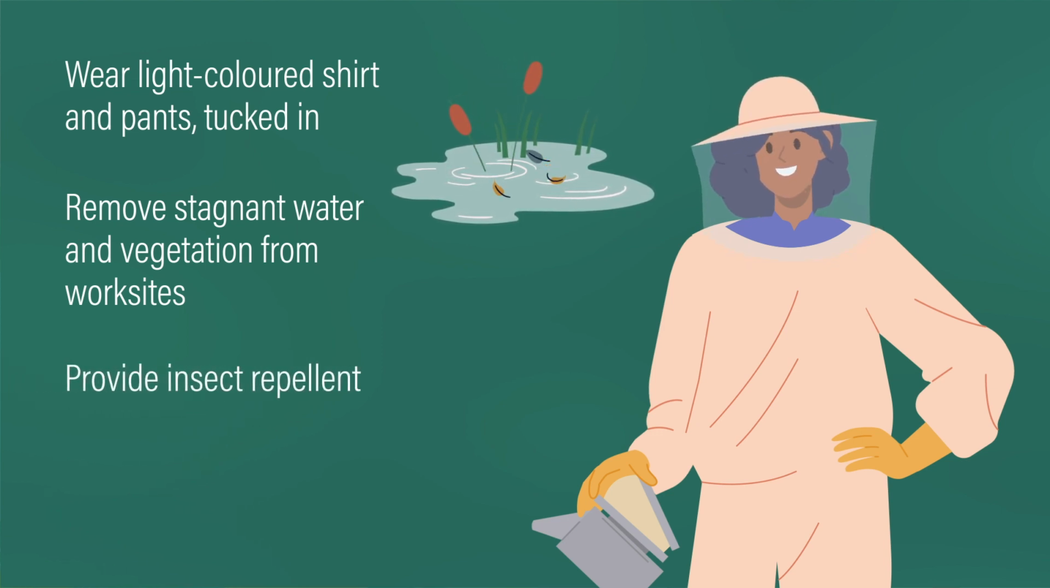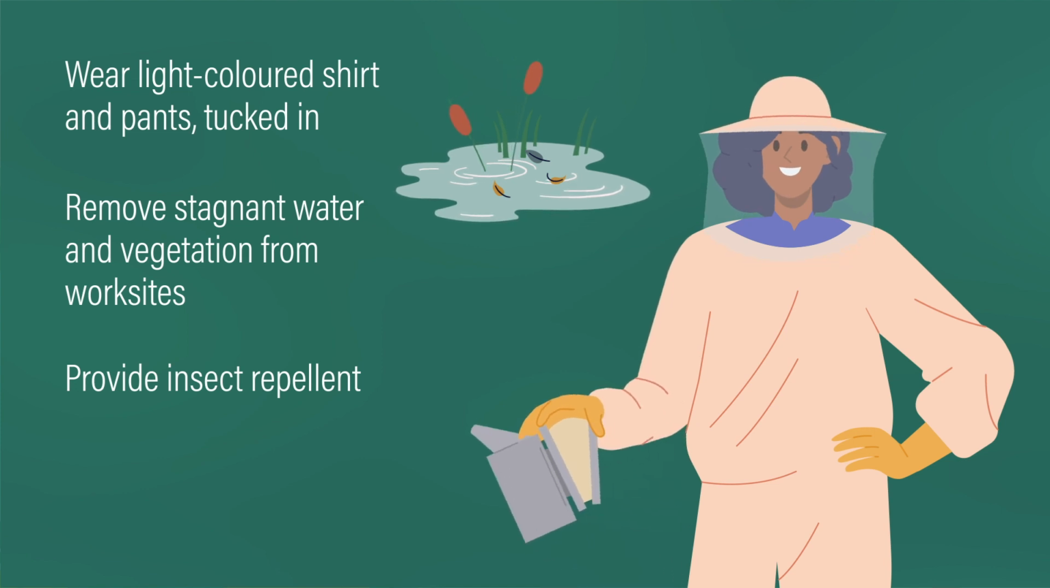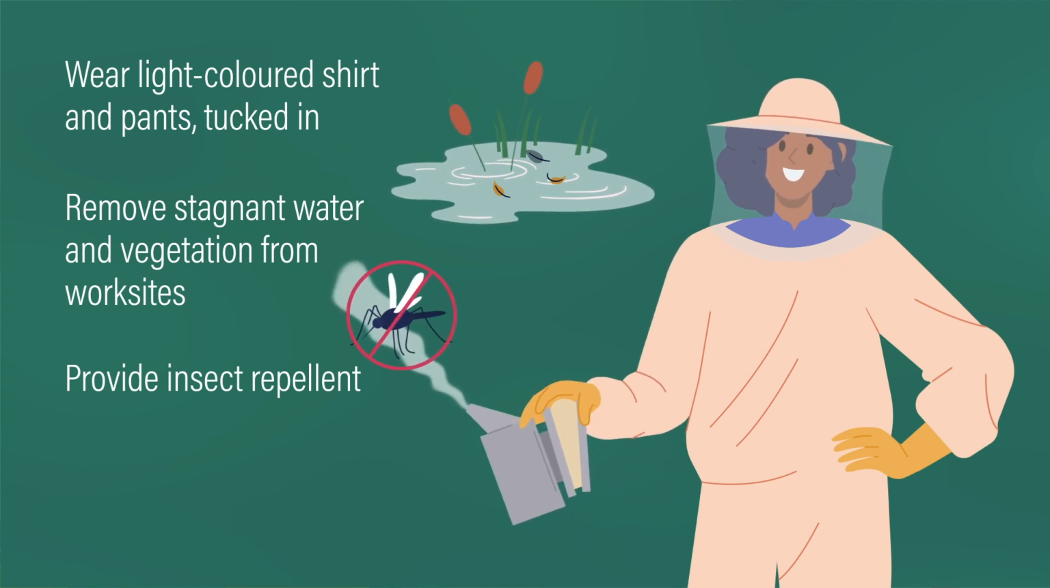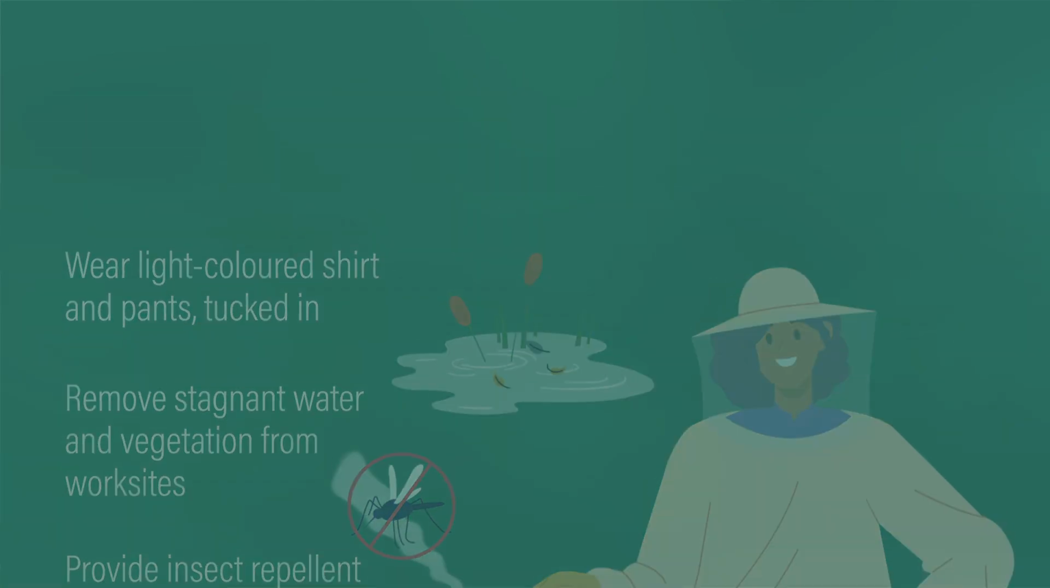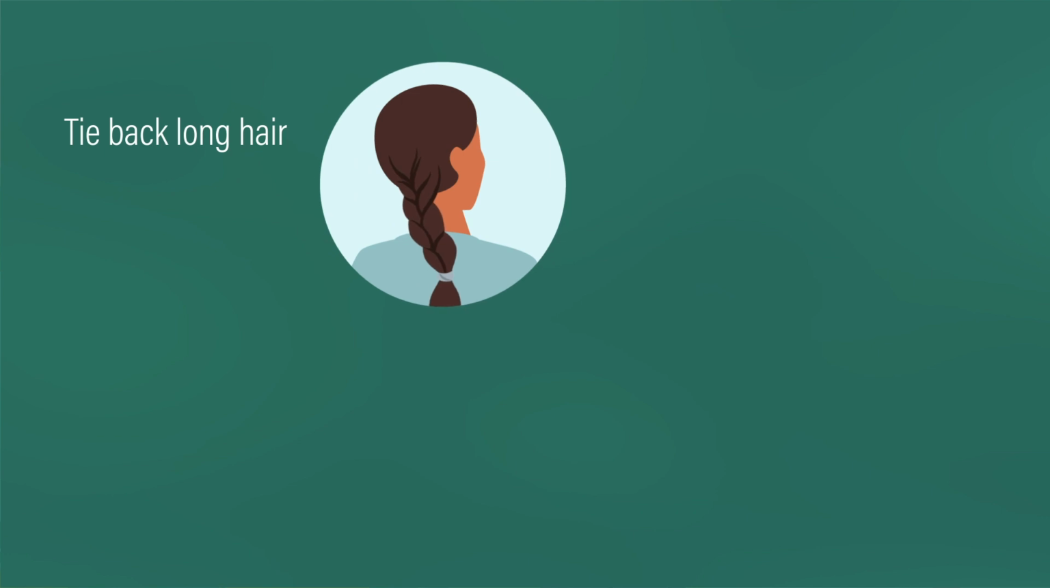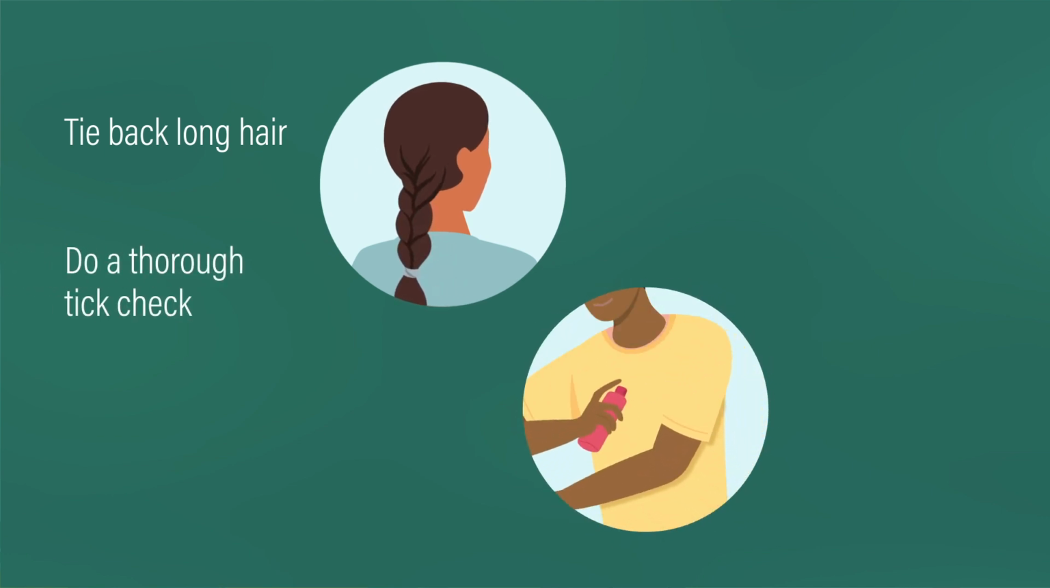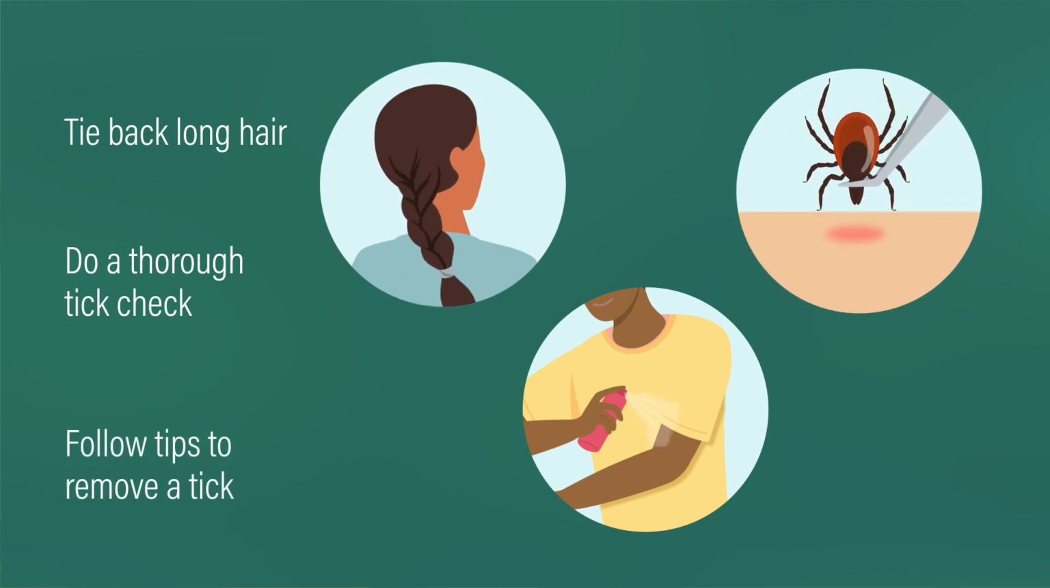You can also provide workers with insect repellent containing DEET or icaritin or permethrin-treated clothing, and use mosquito netting and screens where appropriate. Additional tips to avoid tick bites and prevent tick-borne diseases include tying back long hair, doing a thorough tick check on skin, clothes, and gear, and remove ticks as soon as possible.